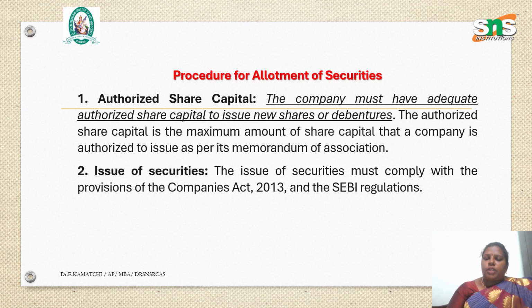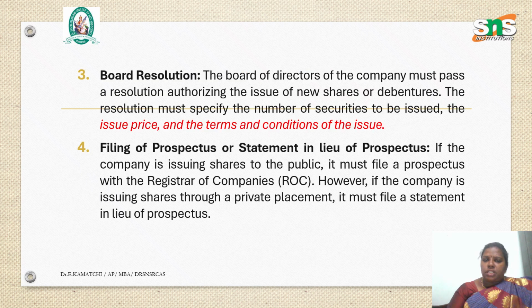Procedure for allotment of securities. Authorized share capital. The company must have adequate authorized share capital to issue new shares or debentures. The authorized share capital is the maximum amount of share capital that a company is authorized to issue as per the memorandum of association. Issue of securities. The issue of securities must comply with the provisions of the Companies Act 2013 and the SEBI regulations.